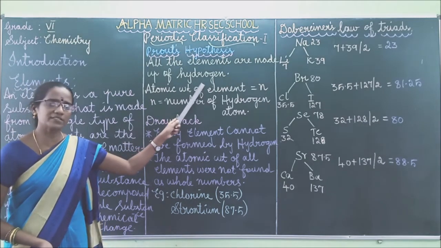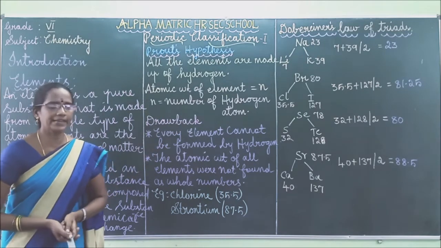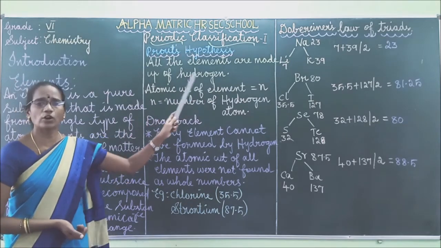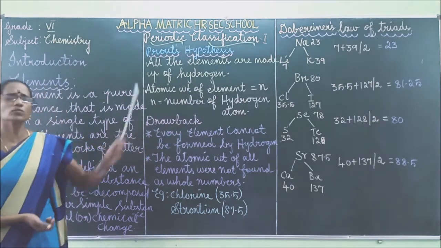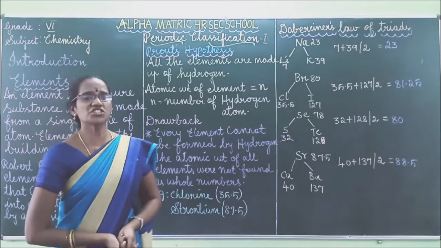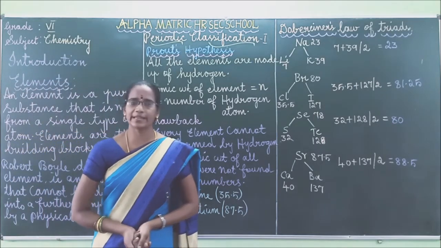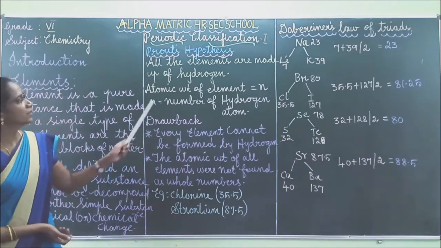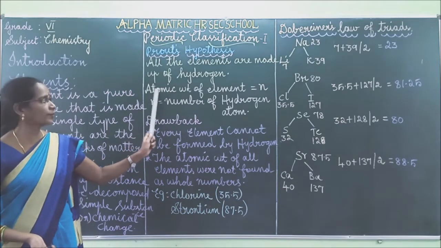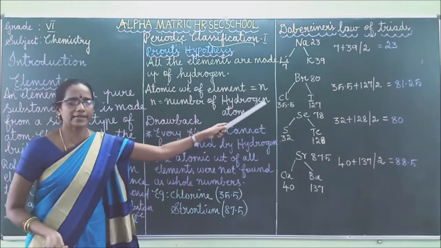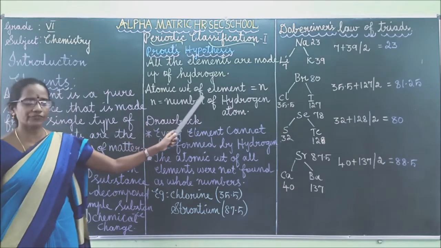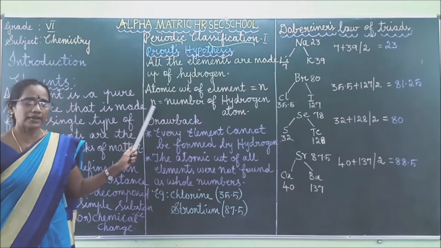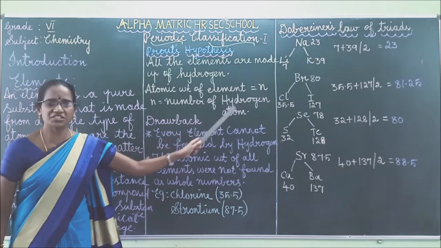Hydrogen. How many elements are present in the periodic table? 118 elements. According to Proust, all the elements are made of hydrogen. Proust gave the relationship between the atomic weight of an element and its characteristic nature. He noted the atomic weight of an element is equal to N. Then what is N? N is equal to the number of hydrogen atoms.